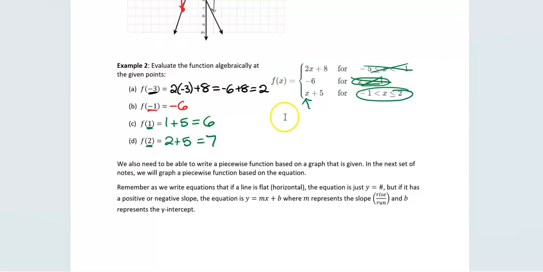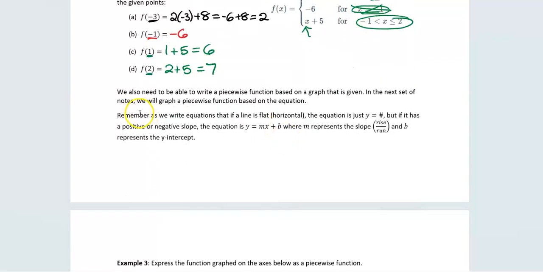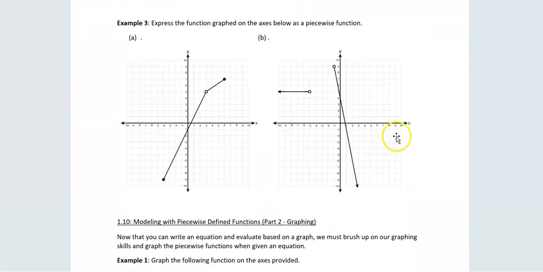The last thing we're going to have to do is graph. I know you love to graph equations, especially when they're linear. I do want to point out really quickly, if a line is flat, the equation is y equals a number. If it has a slope, the equation is y equals mx plus b. And m is the rise over run, b is the y-intercept. So let's do that.